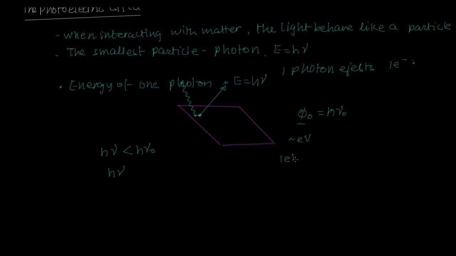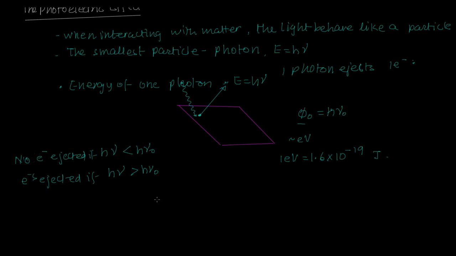Now one electron volt is equal to 1.6 into 10 to the power minus 19 joules. It is a unit of energy. As long as h nu naught is equal to phi naught, the electron will be just ejected, but it will not gain any kinetic energy. So no electron is ejected if h nu is less than h nu naught. Electrons are ejected if h nu is greater than h nu naught.